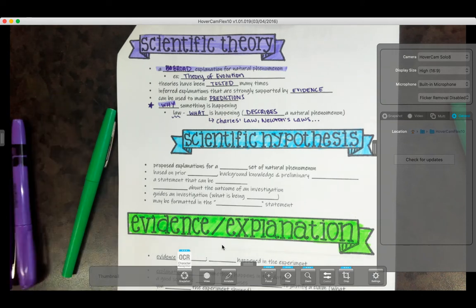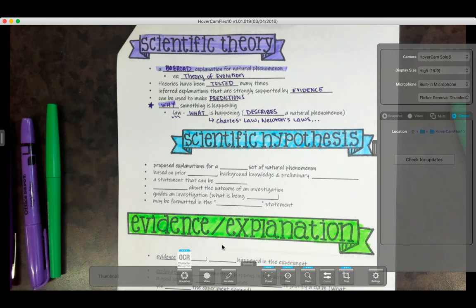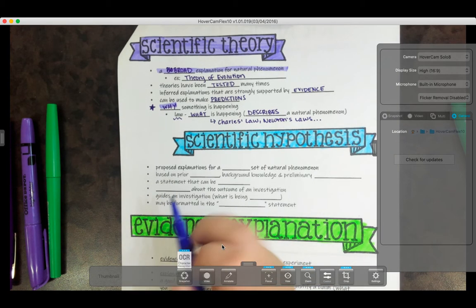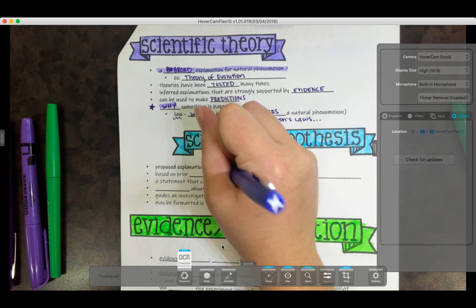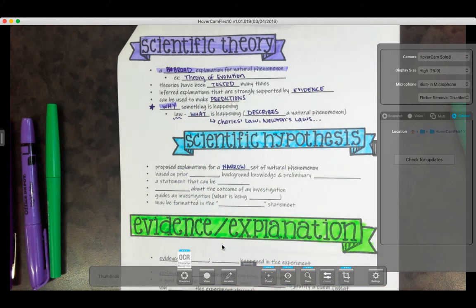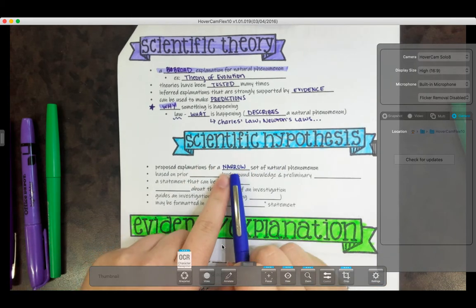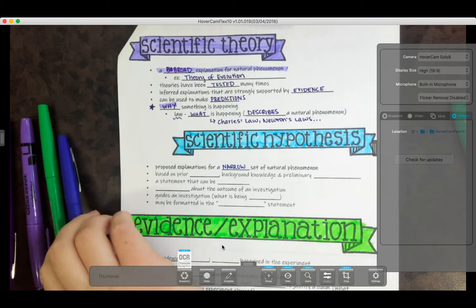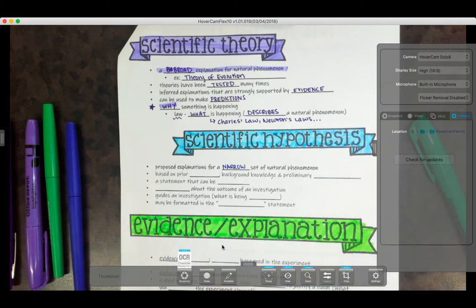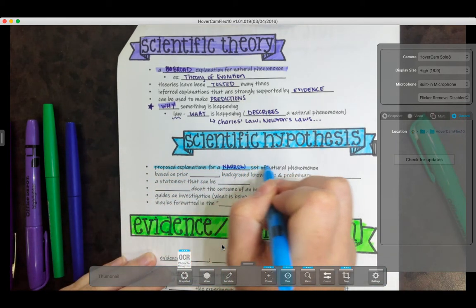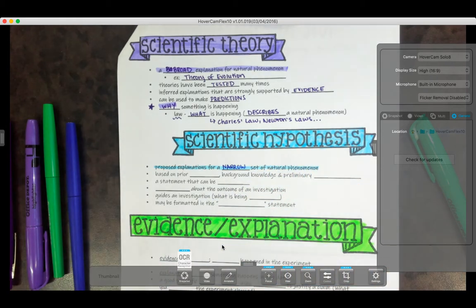Okay, getting into our hypotheses. A hypothesis is a proposed explanation for a narrow set of natural phenomenon. You can see the difference here. A hypothesis is a narrow set. A theory is a broad explanation. So we'll go ahead and highlight our definition.